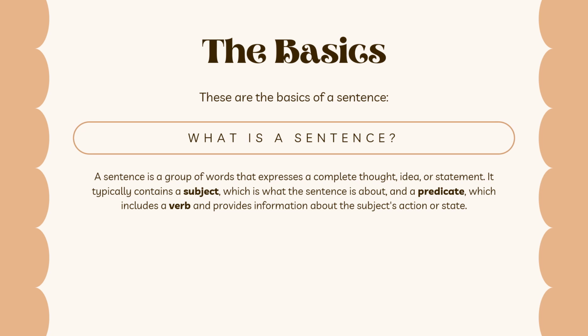Students of an elementary level need to understand the basics of a sentence. A sentence is a group of words that expresses a complete thought, idea, or statement. It typically contains a subject, which is what the sentence is about, and a predicate, which includes a verb and provides information about the subject's action or state. Elementary students need to understand this basic sentence and how to put it together, and also understand what isn't a sentence. For example, the red balloons, or ran for 3 hours.